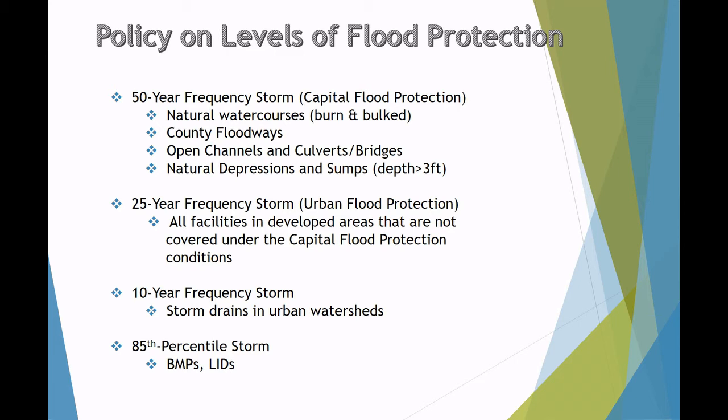And for urban flood protection, the 25-year storm event is used. It applies to all facilities in developed areas that are not covered under the capital flood protection conditions. The 10-year frequency design storm is used for storm drain designs in the urban watersheds. And lastly, the 85th percentile storm is used for all stormwater projects, such as the BMP projects, the best management practices projects, and the LID projects, the low impact development projects. Now I want to turn the presentation to Silvia to talk about the two runoff computation methods the county uses.